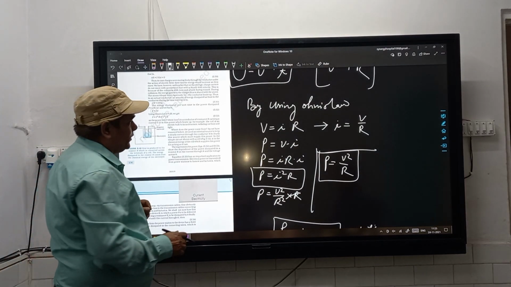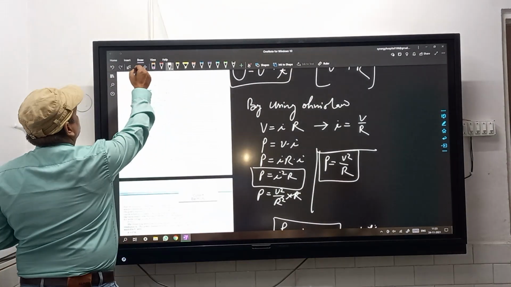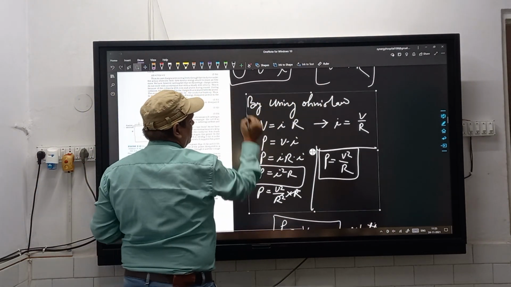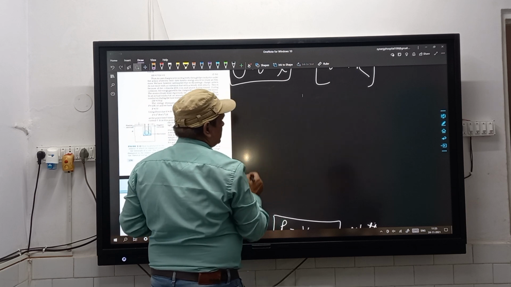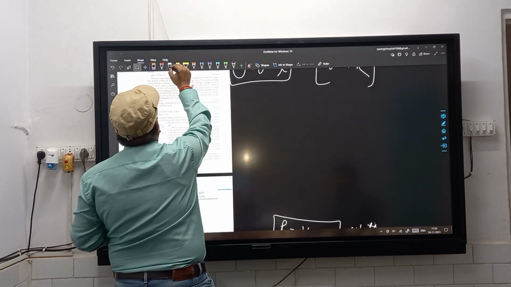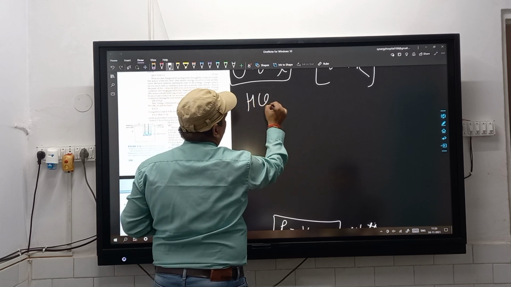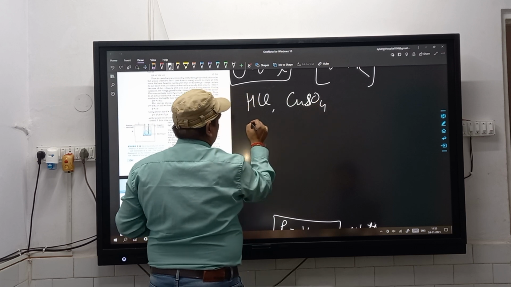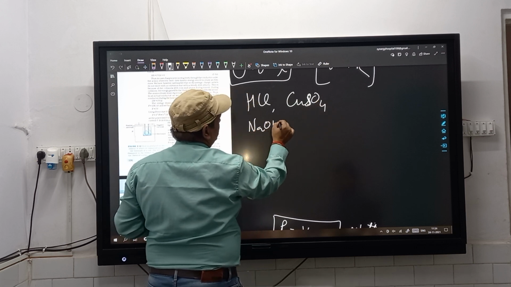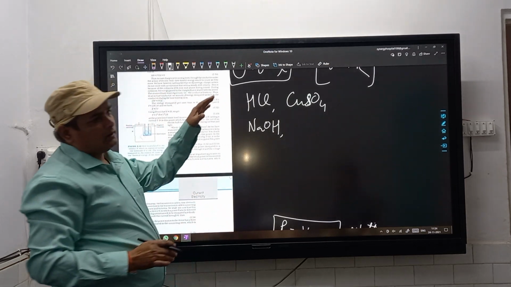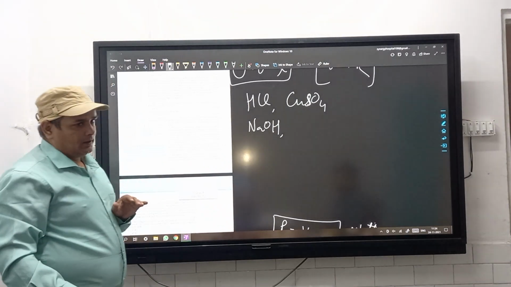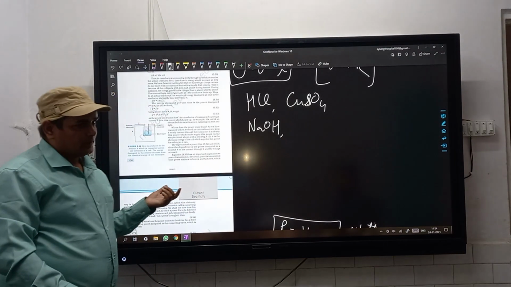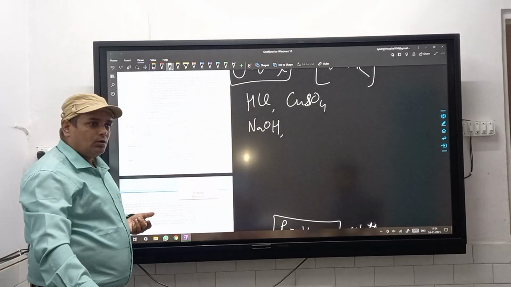What is electrolyte? Have you heard it in chemistry? Electrolyte is an acid, an acid that can conduct, any acid or salt or base. These are called electrolytes. And the phenomenon of electrolysis is discussed in terms of electrolyte.